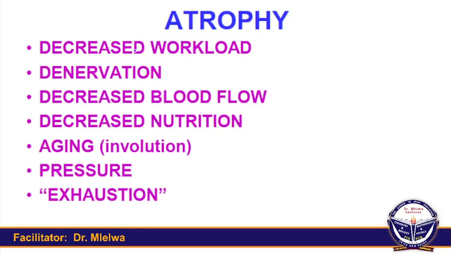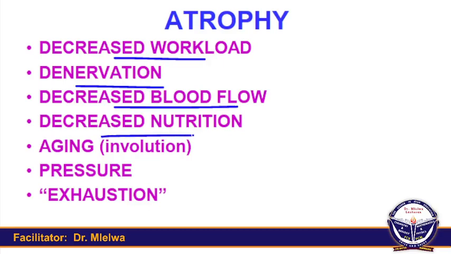Atrophy inaweza kusababishwa na decreased workload, denervation. Denervation maana yake nini? Innervation ni kuisupply cell au tissue au muscle na nerve. Denervation maana yake ni umekata nerve supply. Ukikata nerve supply maana yake cell lazima itapungua size na baadaye inaweza ikafa kabisa, kwa sababu there is no nerve supply which controls its activity. Decrease in blood flow kwenye hiyo cell, decrease in blood flow due to different reasons.